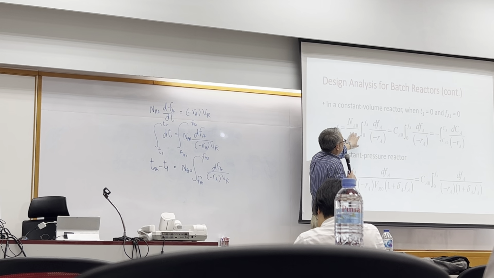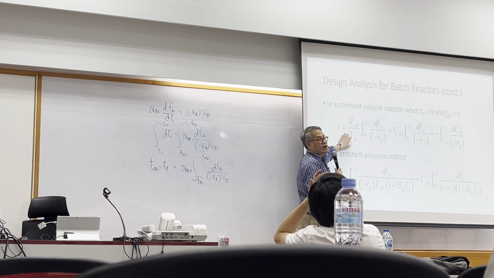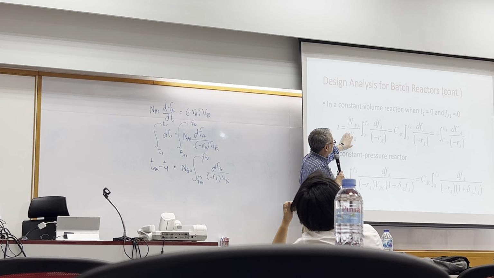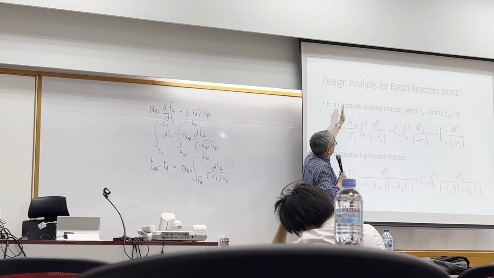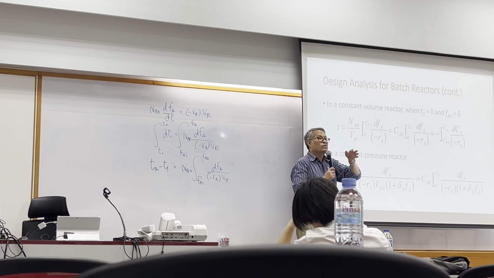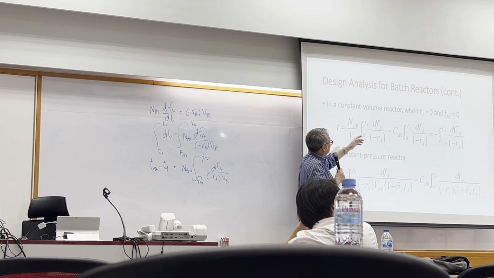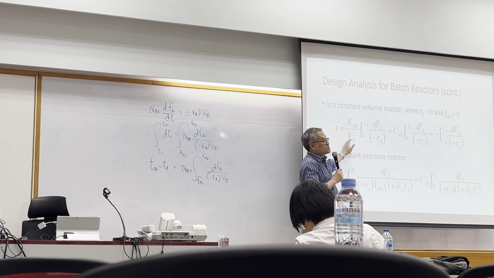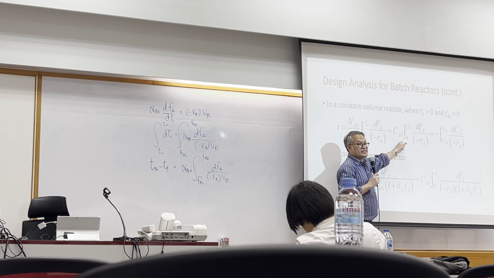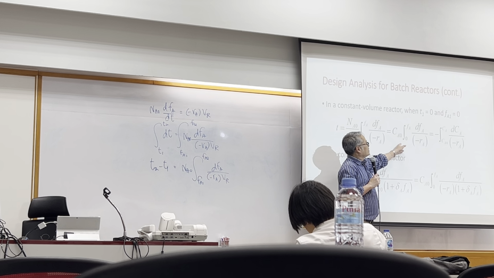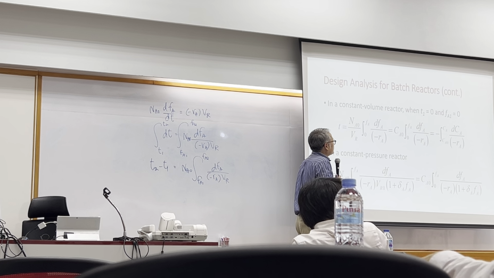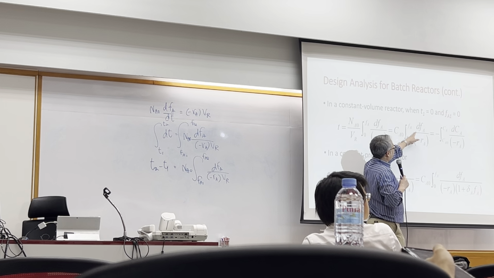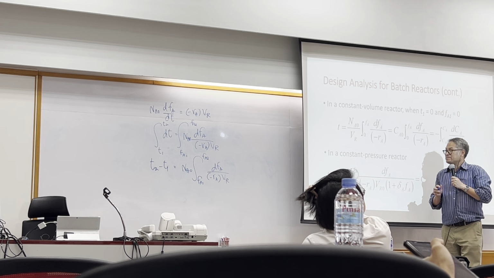So if the volume is constant, we can pull the volume outside of the integral, right? And then we have Na0, the number of moles of A at time 0, divided by the volume, which is constant. Moles divided by volume, you get concentration, right? So you have Ca0 times the integral from 0 to Fa of dFa divided by minus Ra, okay?